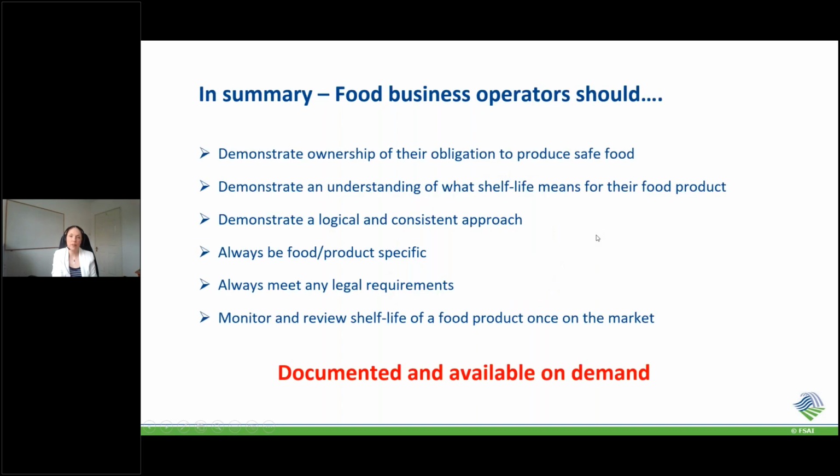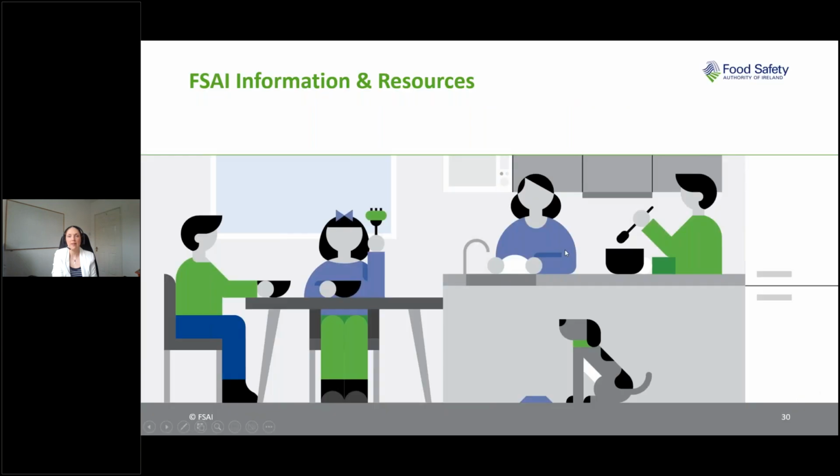So in summary, food business operators should demonstrate an ownership of your obligation to produce safe food, demonstrate an understanding of what shelf life means for your own food product, be logical and consistent in your approach, always be food product specific, make sure you're always meeting any legal requirements, and make sure you monitor and review the shelf life of food once it's on the market. And everything you do, make sure you document it and you make it available on demand.